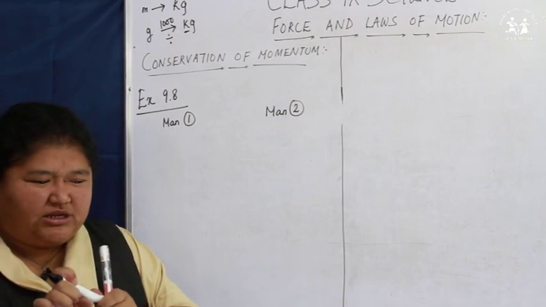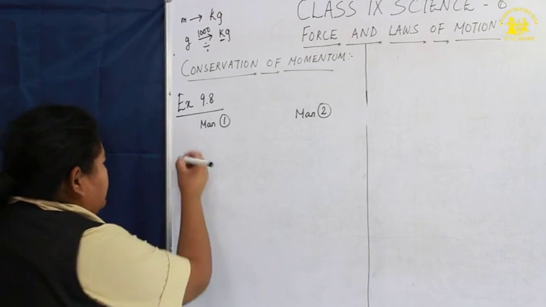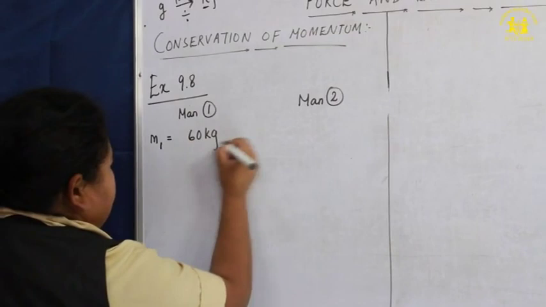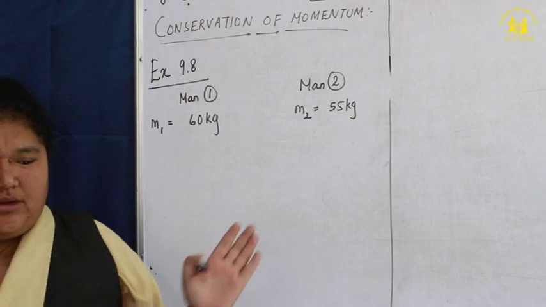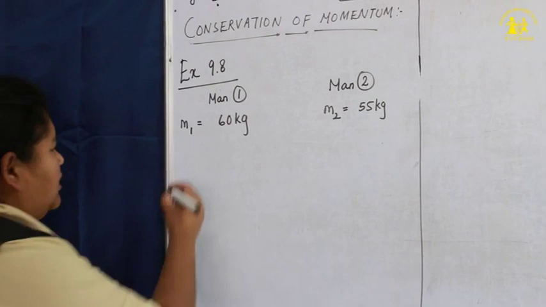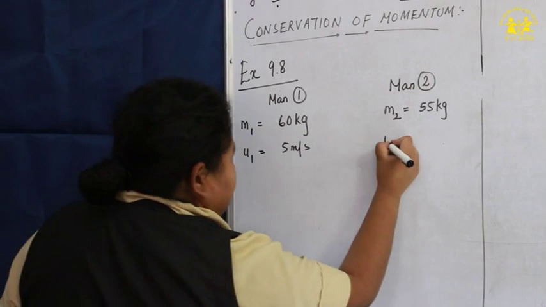Now the boy has a mass of 60 kg, and the other boy has a mass of 55 kg. The first boy is moving with a speed of 5 meter per second. Right, so U1 will be 5 meter per second. The initial speed of the second boy is 6 meter per second.